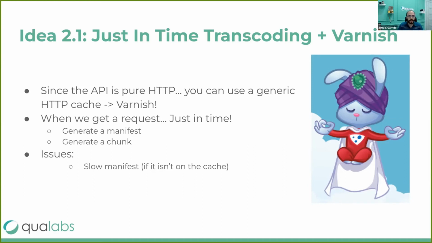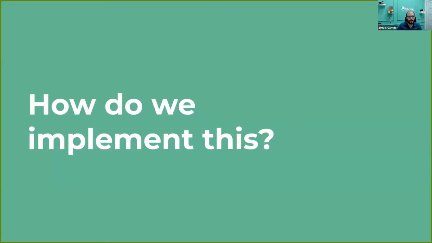The manifest is still an issue because FFProbe has to scan the whole file. But we can mitigate this. If this wait is still too long, we can regenerate the manifest because they are very small and very easy to cache. So how do we implement this?